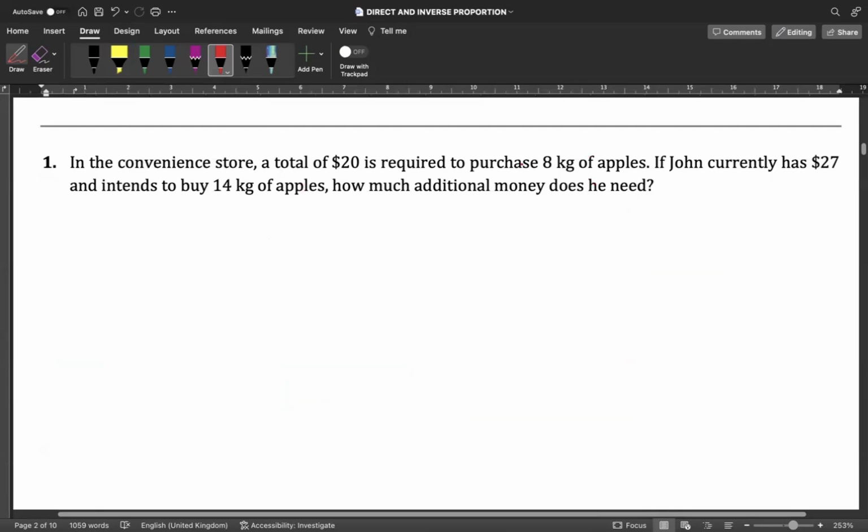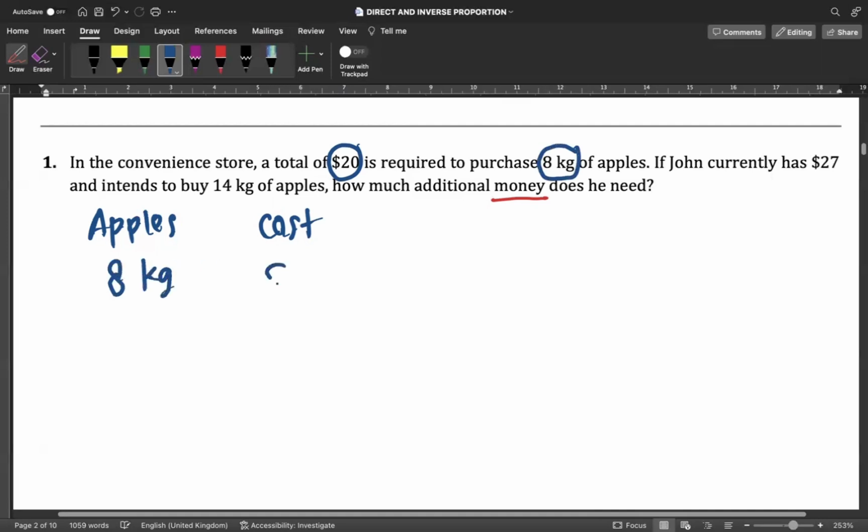Okay, so let's write the thing that we want to find on the right side. The question is asking how much additional money, so let's write the header of money or cost on the right side, and the header of apples on the left side. Okay, so we see that $20 is required to purchase 8 kilograms of apples. So 8 kilograms cost $20.